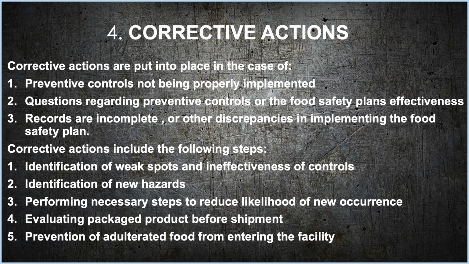4. Corrective actions. Corrective actions are put into place in the case of preventive controls not being properly implemented, questions regarding preventive controls or the food safety plan's effectiveness, records being incomplete, or other discrepancies in implementing the food safety plan. Corrective actions include the following steps: identification of weak spots and ineffectiveness of controls, identification of new hazards, performing necessary steps to reduce likelihood of new occurrence, evaluating packaged product before shipment, and prevention of adulterated food from entering the facility.